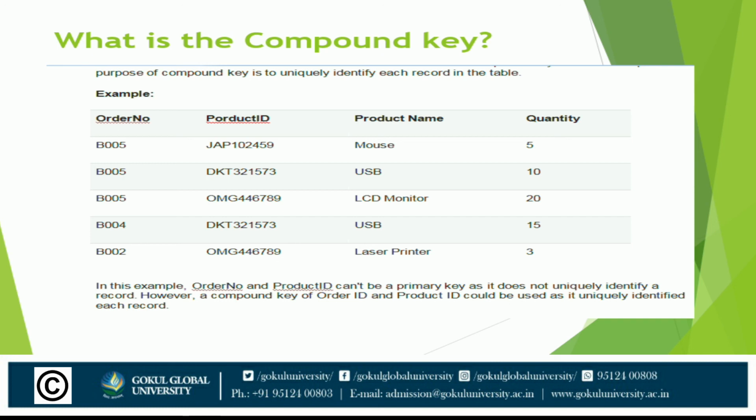In this example, order number and product ID can't individually be a primary key as they do not uniquely identify a record. However, a compound key of order ID and product ID could be used as it uniquely identifies each record.